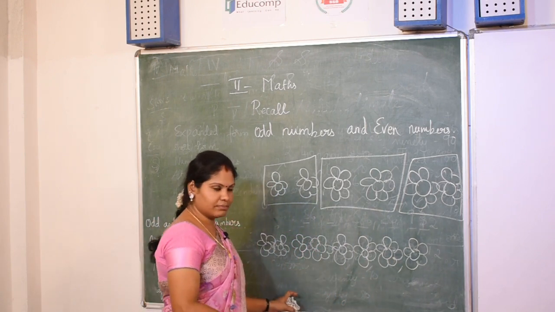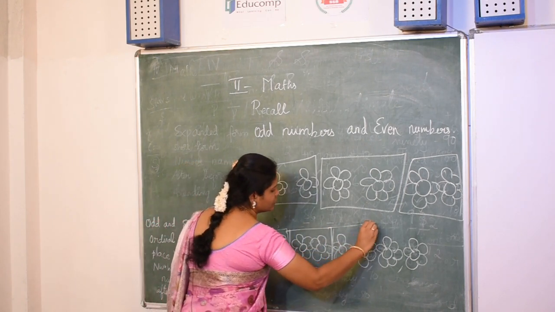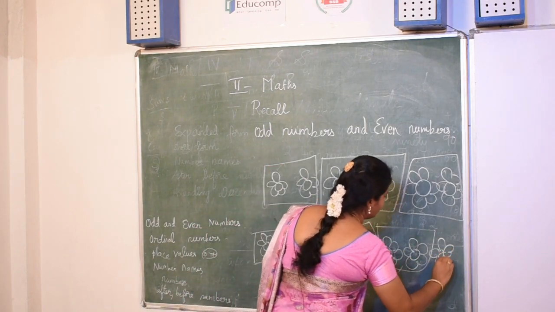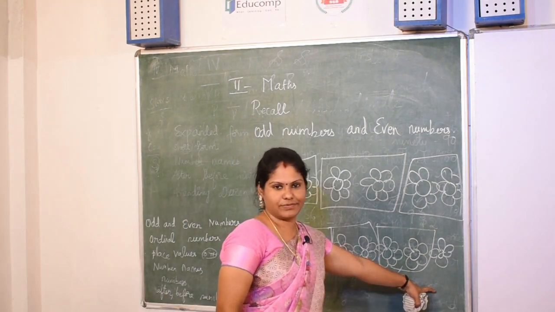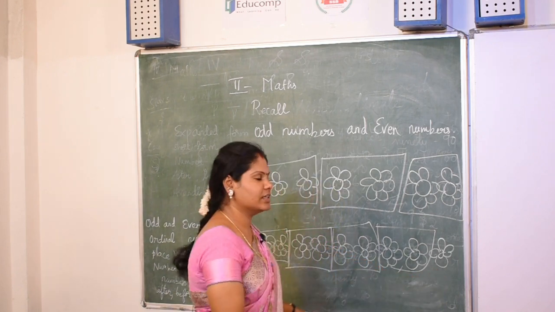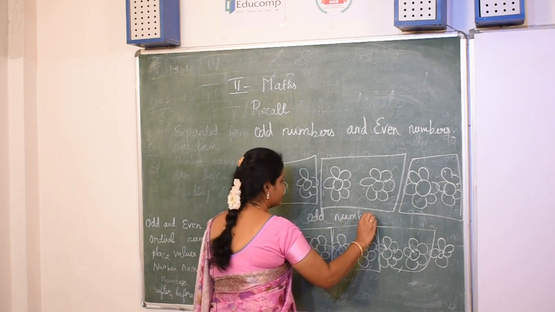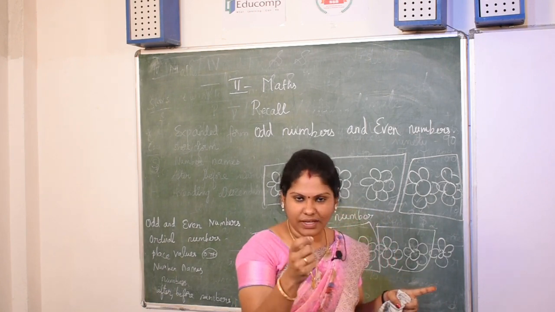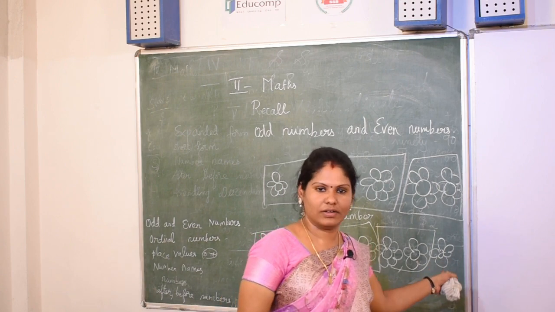So can we divide this number into pairs? 1 2, 1 2, 1 2, 1 2. So how many pairs are there? 1 2 3 4, and 1 is left. One flower is left. So this is an odd number. After dividing into pairs, if any number or anything is left, then it is an odd number.